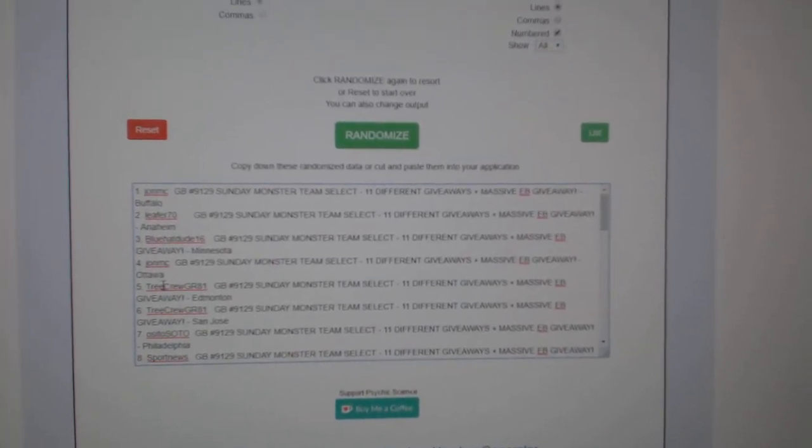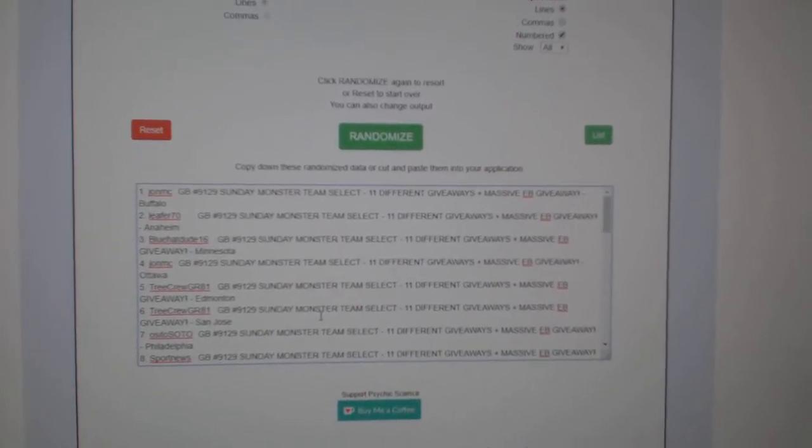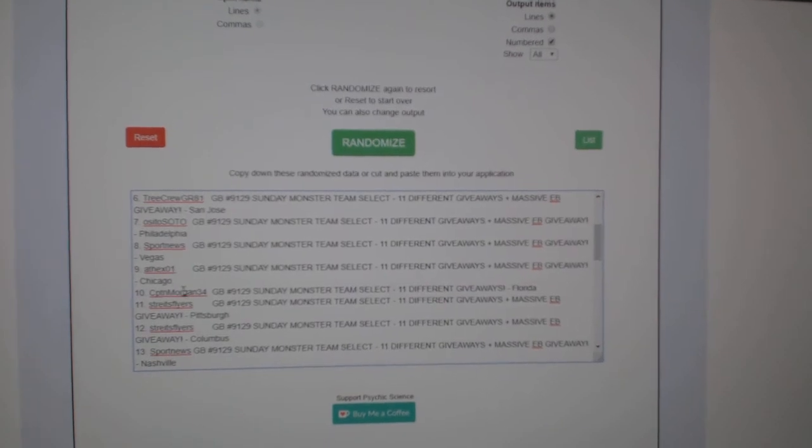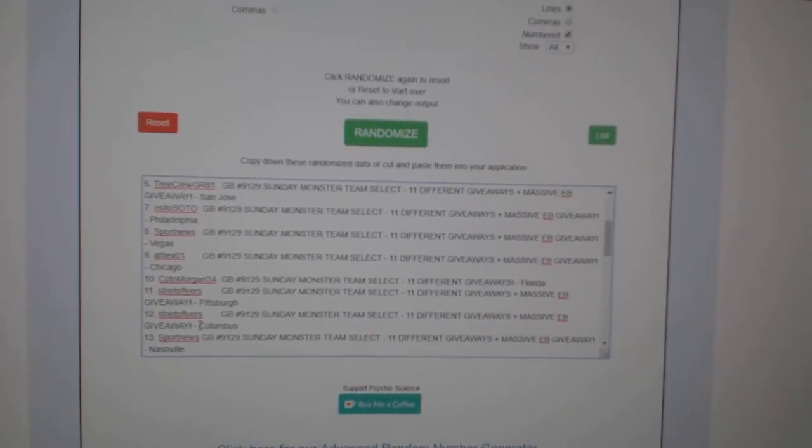Tree Crew gets the Artifacts. Series 2 Retail to Tree Crew, Osito Soto, and Sports News. And one Black Pack for Apex, Captain Morgan, Stripes Flyers, and Stripes Flyers gets the Artifacts Auto Rookie Redemption.